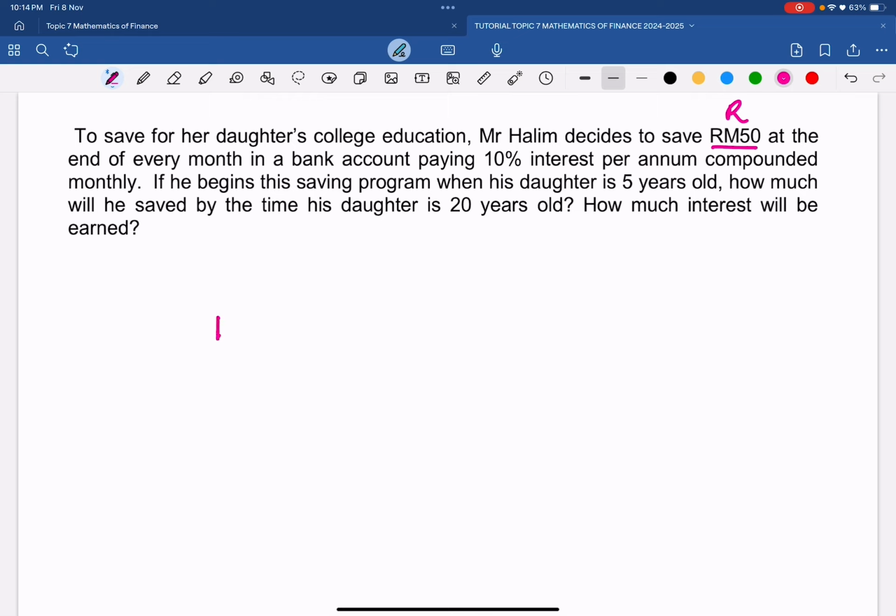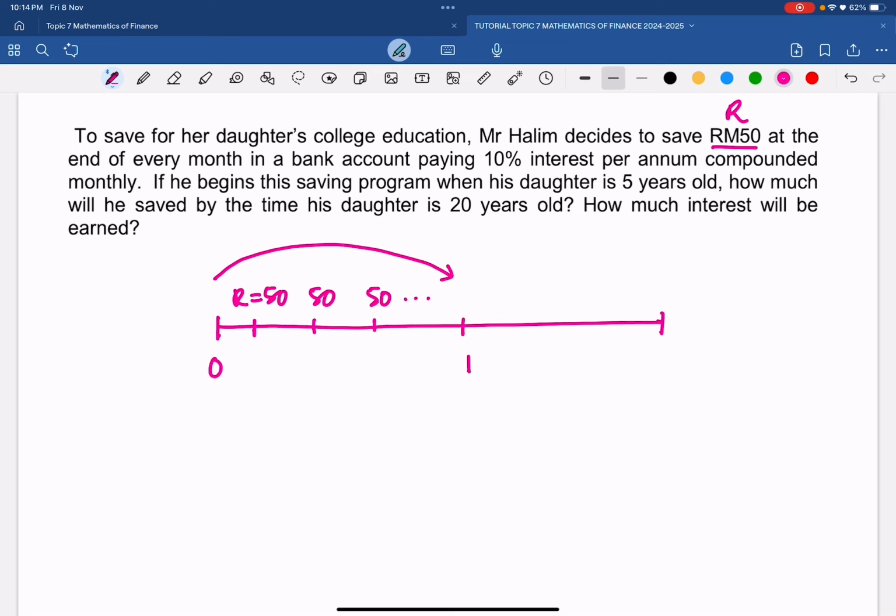Okay, so let's draw some timeline. So this is 0, so we pay 50 every month. And interest charge is 0.1. Okay, so this is our J, 0.1. Compounded monthly, our M is 12.